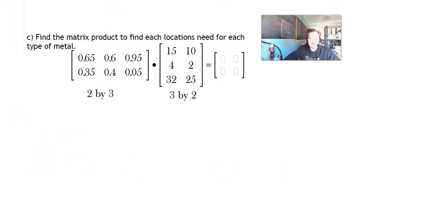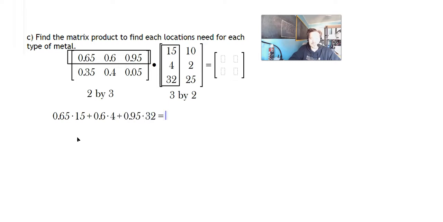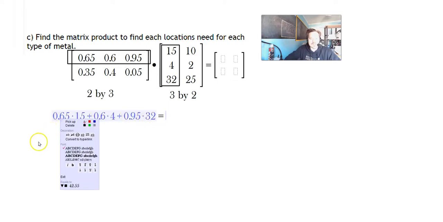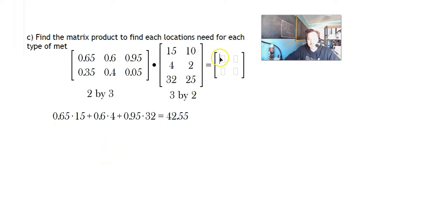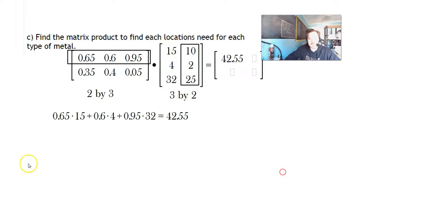So let me bring in my row object. This represents the row that I'm working on, and this represents the column that I'm working on. Keep that in mind. So it's going to be 0.65 times 15 plus 0.6 times 4 plus 0.95 times 32. You work through this, and that gives you a value of 42.55. That becomes the first entry, 42.55. Then you go over to the next column, and you do 0.65 times 10 plus 0.6 times 2 plus 0.95 times 25. You work through this, and that gives you a value of 31.45. So that comes over here, 31.45.